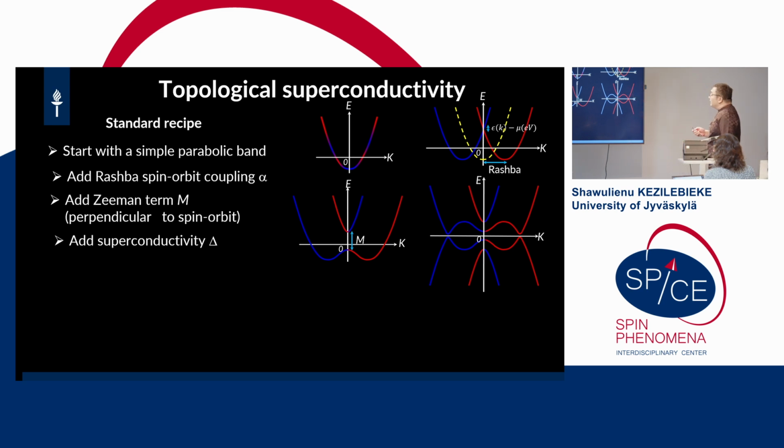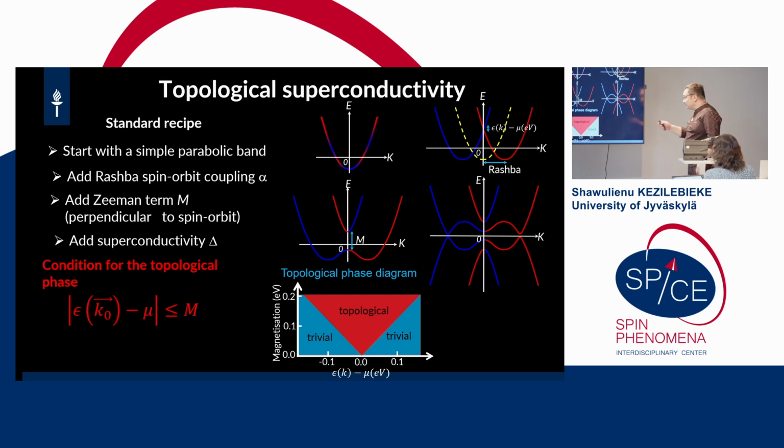Then another condition, in order to enter the topological phase, is that you have to put your chemical potential in the gap in here. So we have to have some kind of tuning or gating to tune your chemical potential to enter the topological regime. Schematically shown here, you can have this type of regions where you have trivial states and you have topological states.